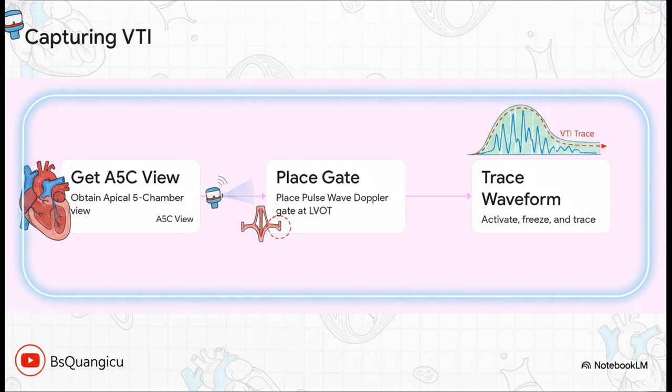First, grab the apical 5-chamber view, where that aortic root opens up right dead in the middle of your screen. Second, place the pulse wave Doppler gate right at the LVOT, exactly at the base of the aortic valve leaflets. And third, activate your Doppler, hit freeze, and carefully trace the bright outer edge of that systolic waveform. The machine then calculates the area under that curve, which magically gives you the distance in centimeters.